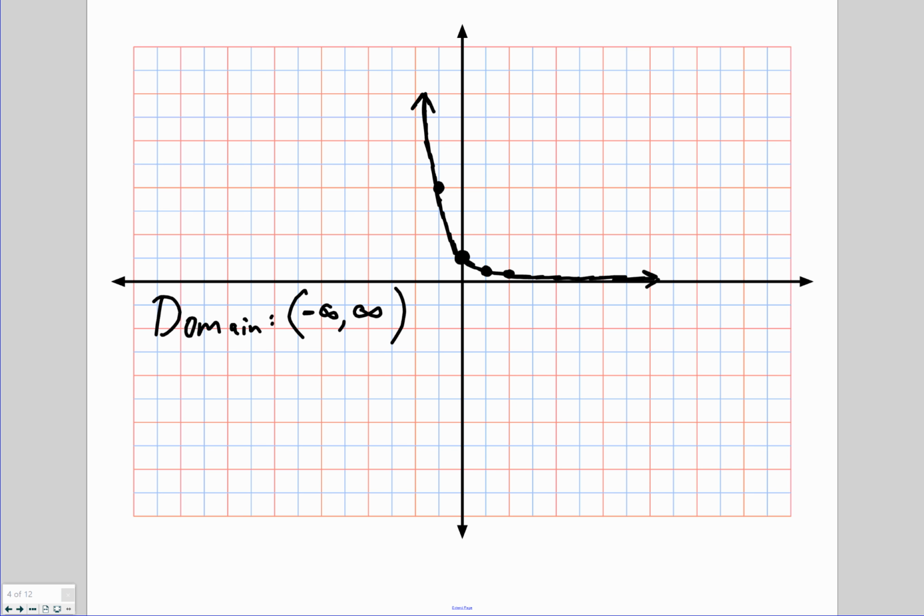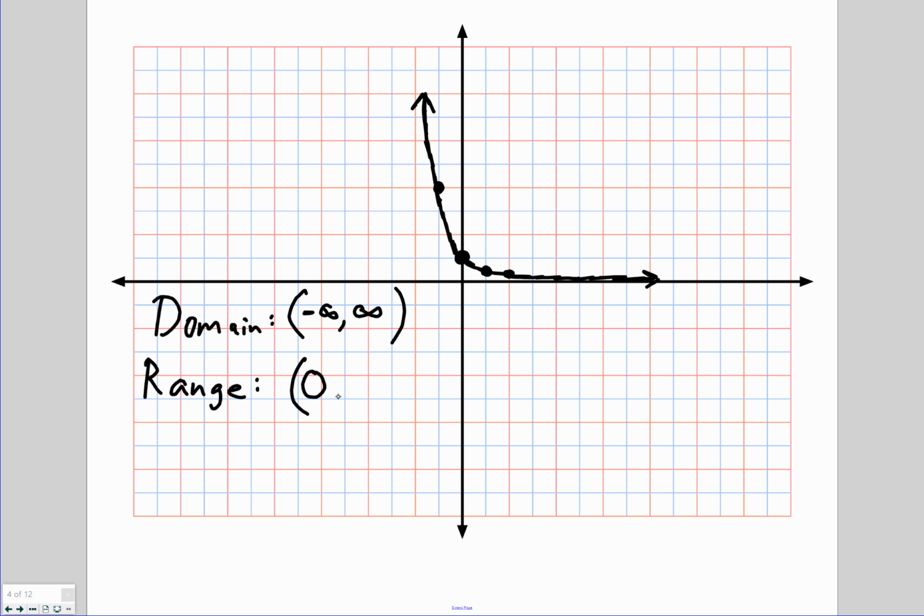Let's talk about the range. What are the y values of this function? Is 0 included? No. Do we touch 0? No. So when I write 0, I'm going to use a parenthesis because it's not included. If it were to be included, it'd be a bracket, but we're not using a bracket because it's not touching 0.